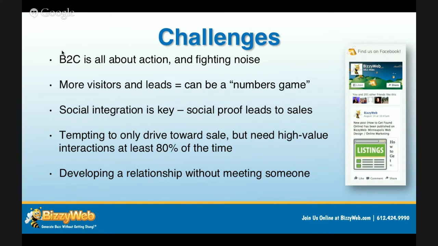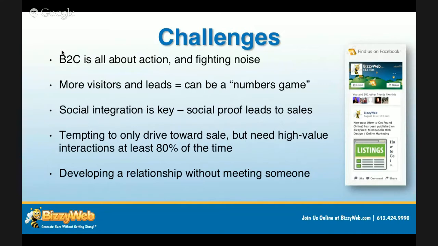Second, there's a tendency to think of it as a numbers game. We want to make sure that we have a lot of visitors, a lot of leads. The more people we have coming into our store, the more people we're going to have buy from us. We're never going to reach 100% buying. If so, that means you only have two customers. For having a lot of customers, we want to make sure that we get as many people through the door as possible. So in order to do that, having social integration is very, very key.